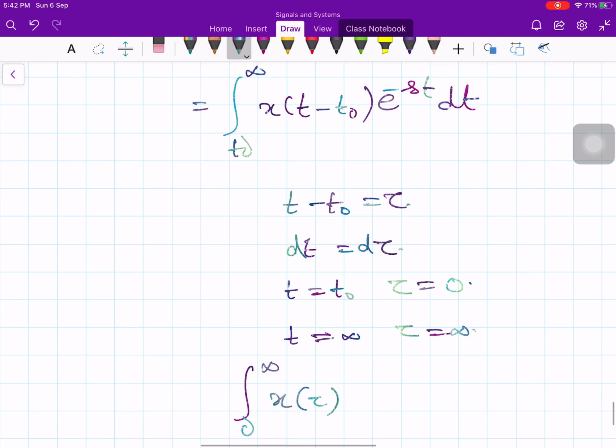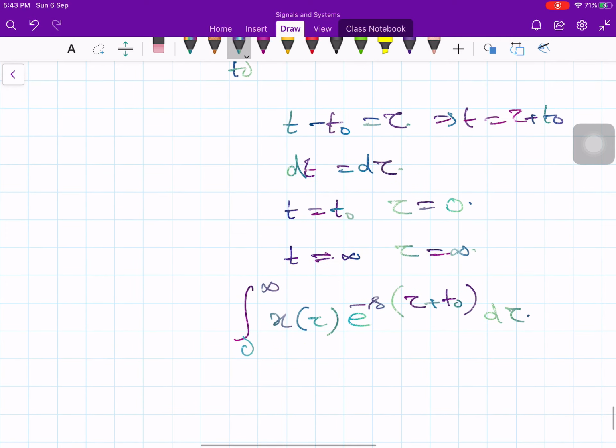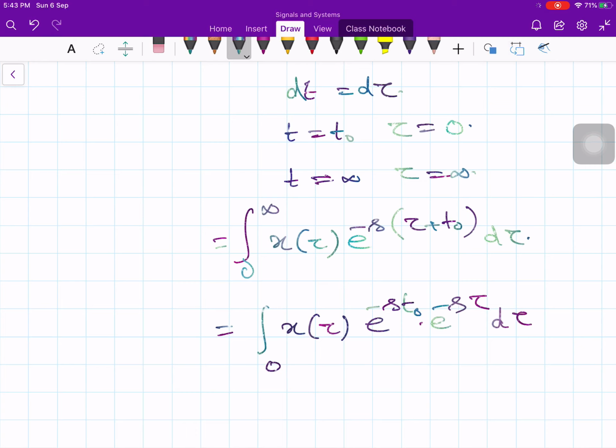t is equal to tau plus t naught, then dt becomes d tau. So the integral of x of tau e to the minus s times t naught, e to the minus s tau, d tau. Now the integration is with reference to tau. Therefore, this is a constant, and you can pull it out of the integration. e to the minus s t naught times the integral from 0 to infinity, I forgot to put infinity, of x of tau e to the minus s tau d tau.